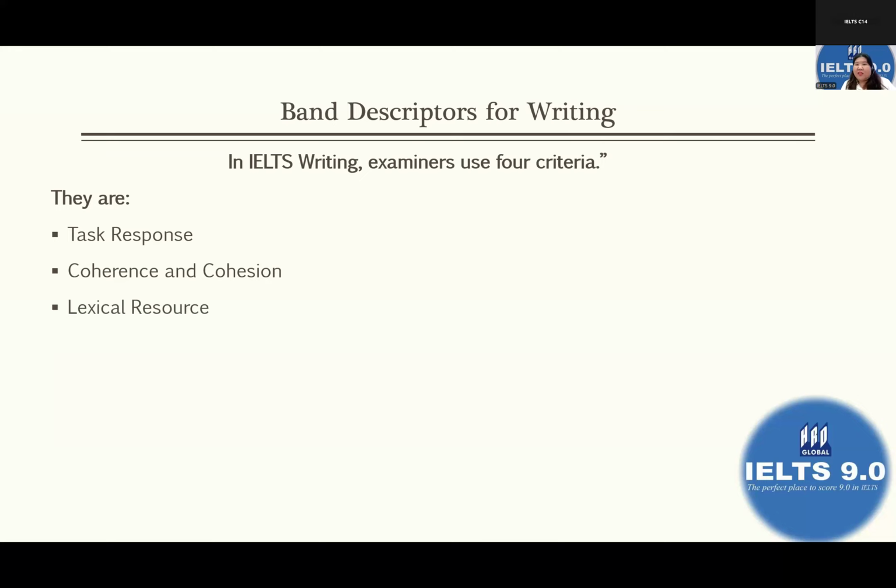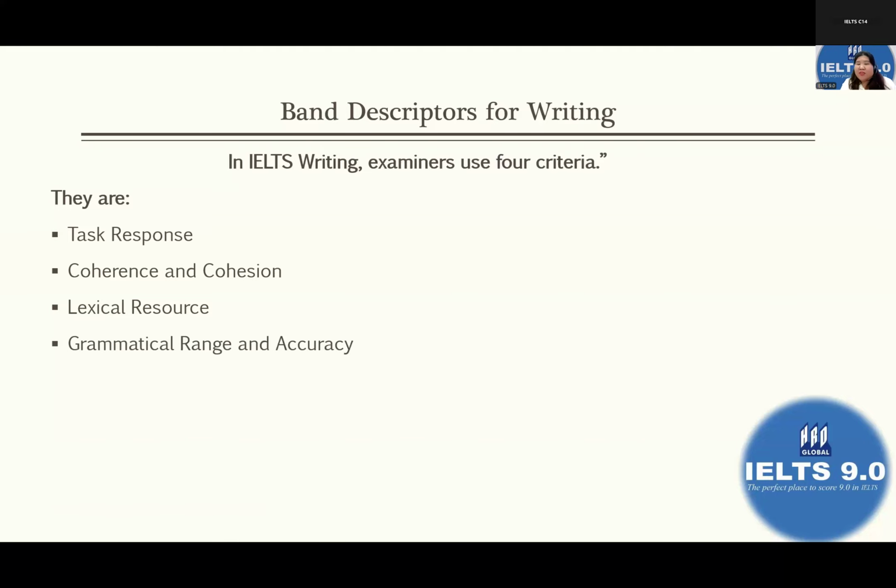Third is lexical resource. Lexical resource refers to your vocabulary range and accuracy. For example, using precise words like significant increase instead of big change and avoiding repetition shows a higher level of vocabulary. However, using advanced words incorrectly can lower your score.